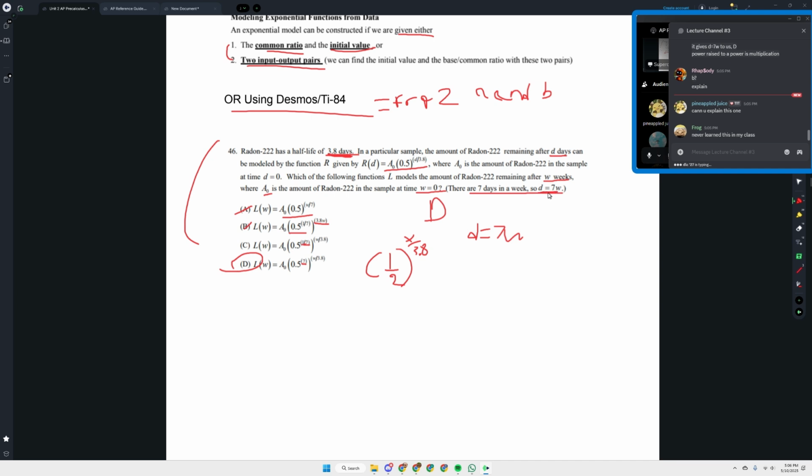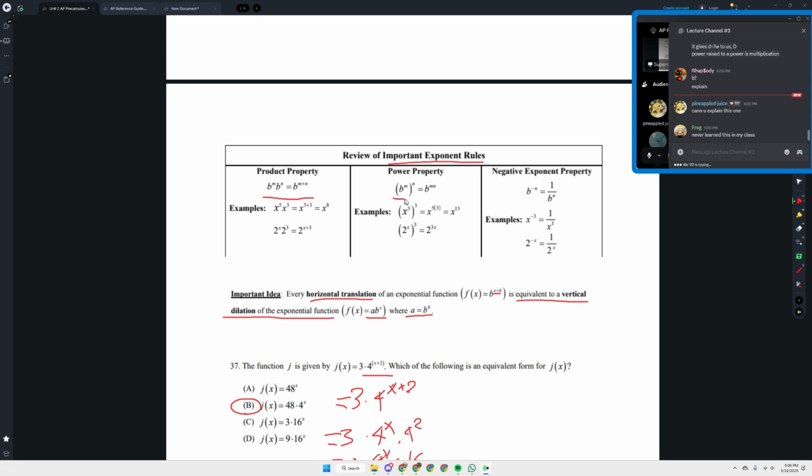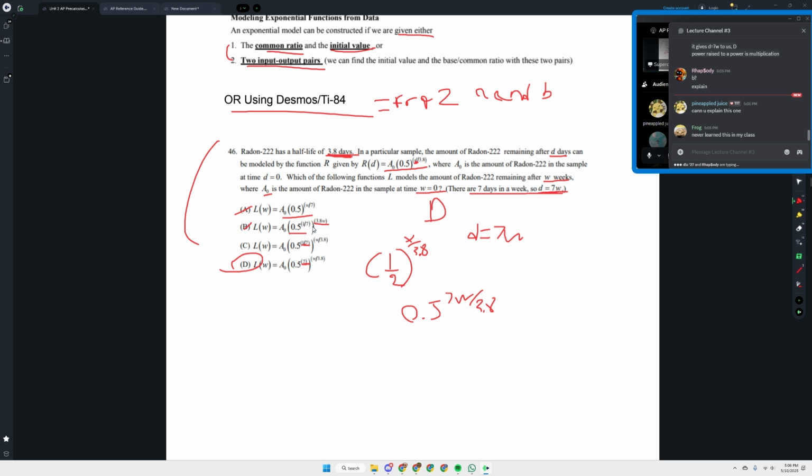Well, it says D is equal to 7W, which means you're multiplying by 7 for every single D value. And it would also work if it was like 0.5 to the power of 7W over 3.8, because D is equal to 7W, so you're plugging in 7W here. And that's the exponent property we learned earlier, the power property, where M and N. Okay, any questions about this one? Because this is kind of important.